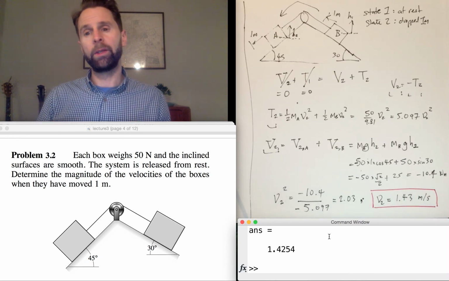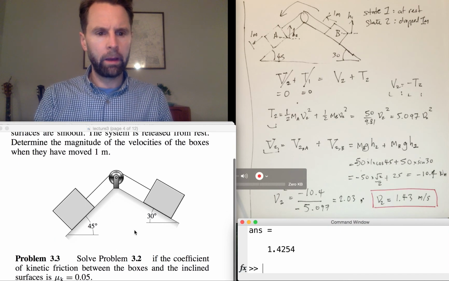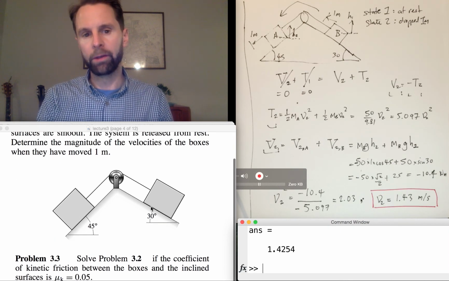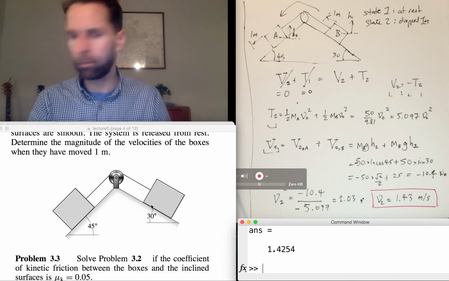So the next part of the question is when it asks us, if there's a friction coefficient now, what is the speed? So we'll do that in a moment.